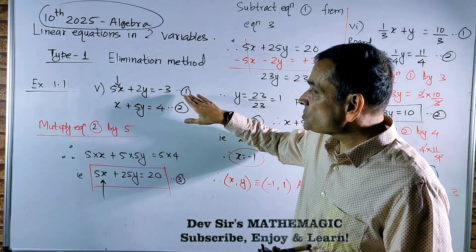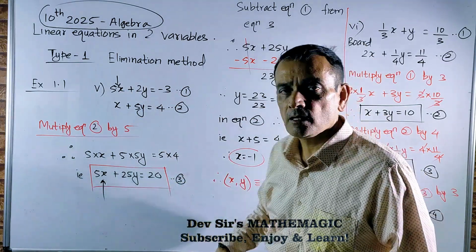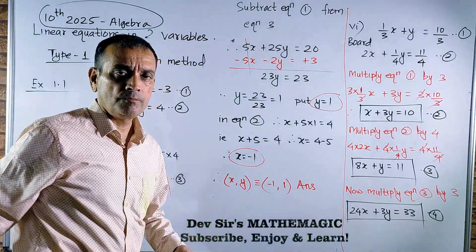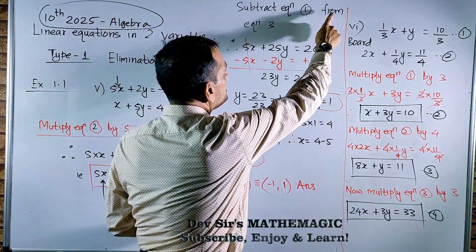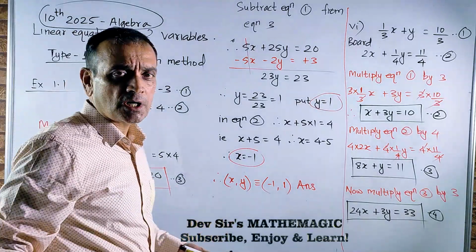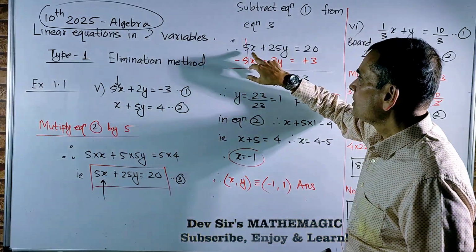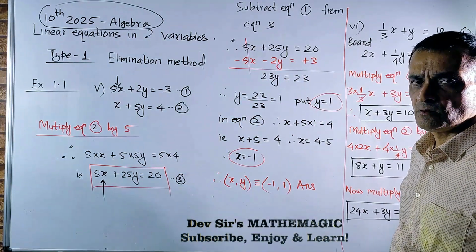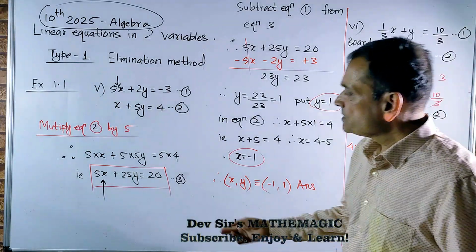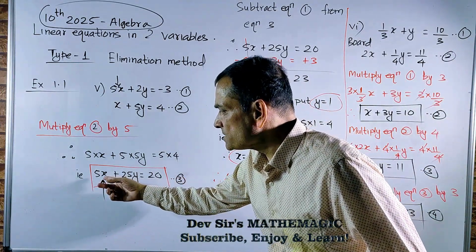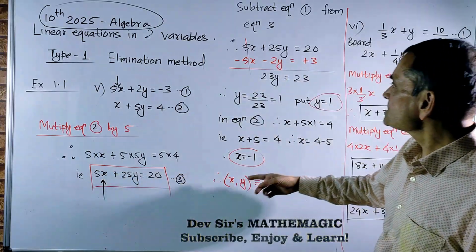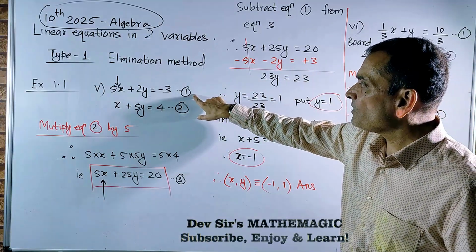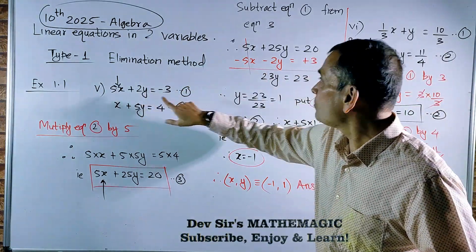So when I am subtracting equation 1 from equation 3, what do I write? Subtract equation 1 from equation 3. From equation 3 means equation 3 को कुछ करना नहीं है. Just write it as it is. 5x plus 25y equal to 20. Just write it as it is. And subtract this equation means change the sign of this equation. Minus 5x, sorry, equation 3 I have written as it is. I am subtracting equation 1, minus 5x minus 2y plus 3.